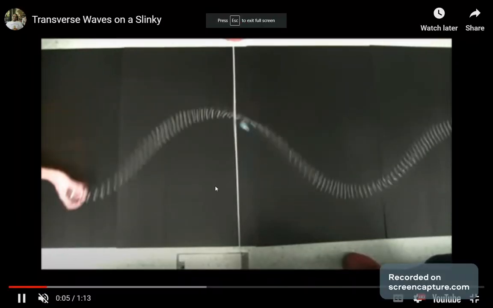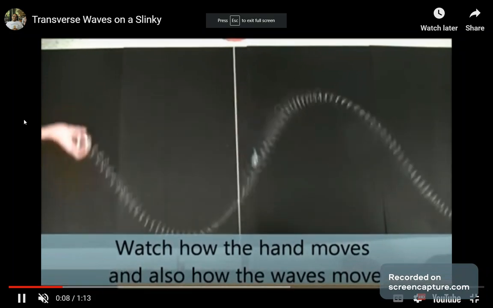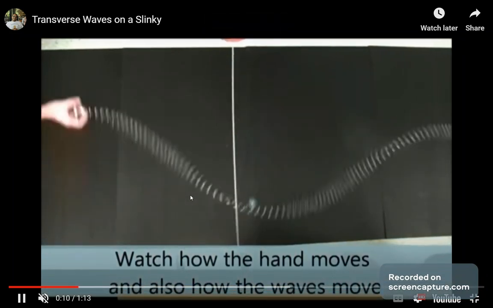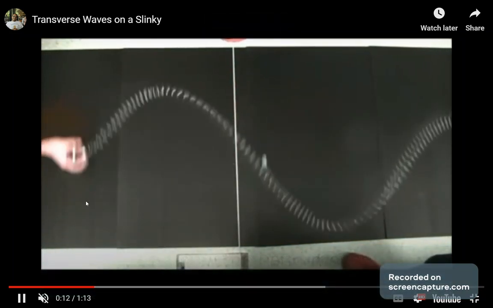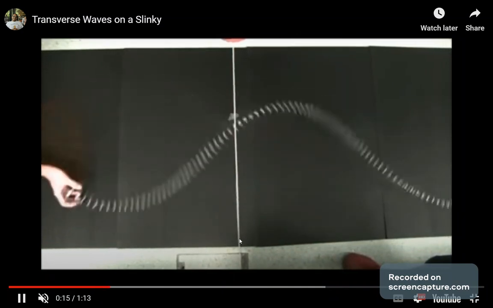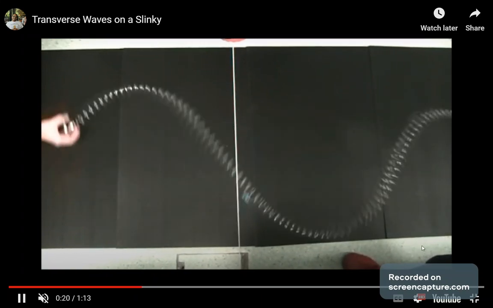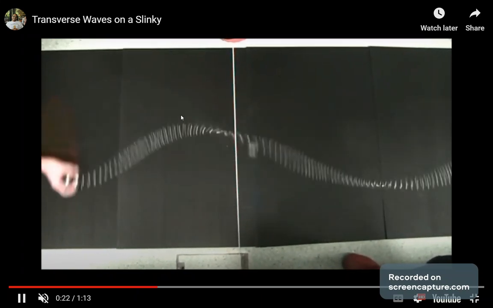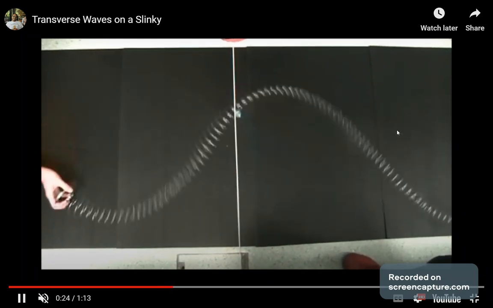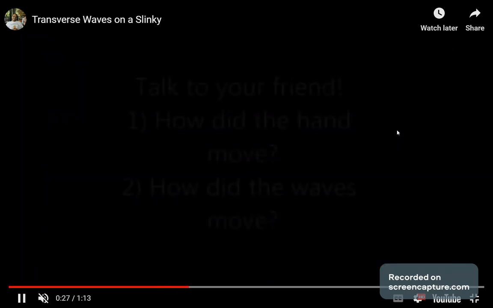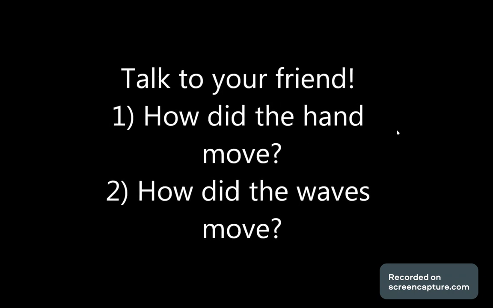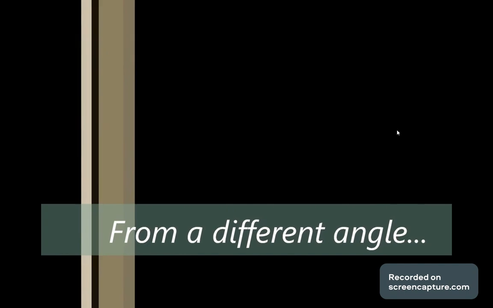Here's a video about the Slinky, again trying to show the two different types of waves. Notice that in this case, the hand is moving up and down, but the wave is actually moving to the right. We can see that if we slow it down, or if we just look carefully, that wave is in fact moving to the right. So that means that it must be a transverse wave. Again, that's because the motion of the hand is different than the motion of the particle.